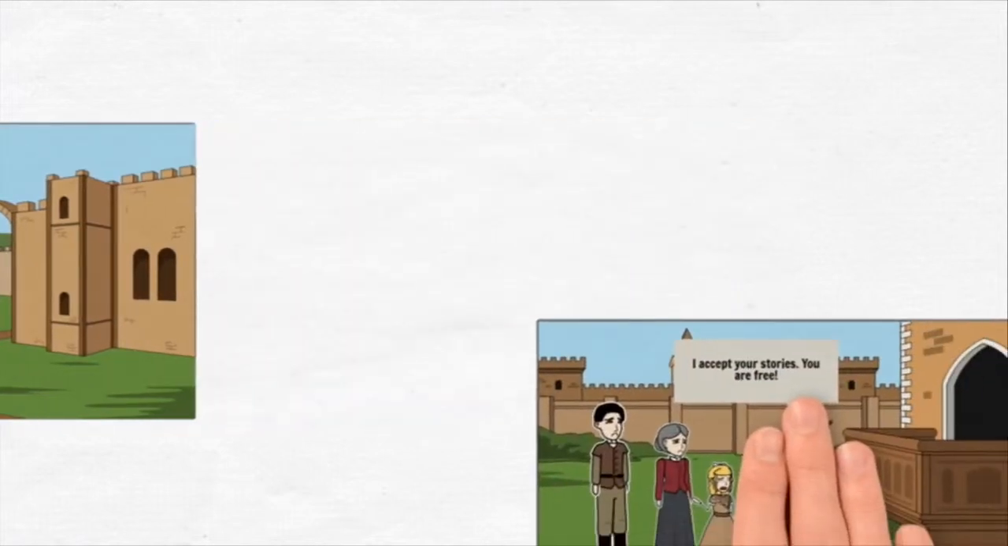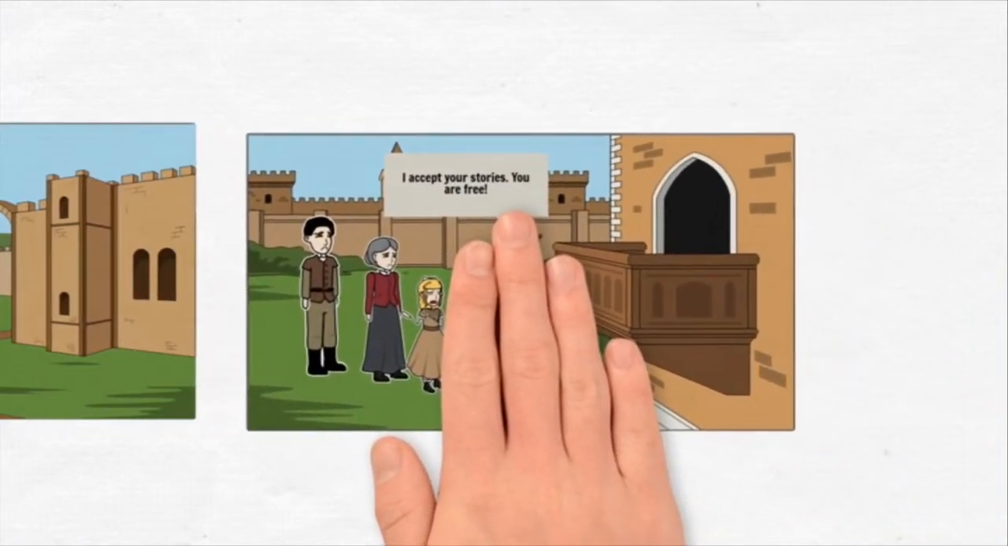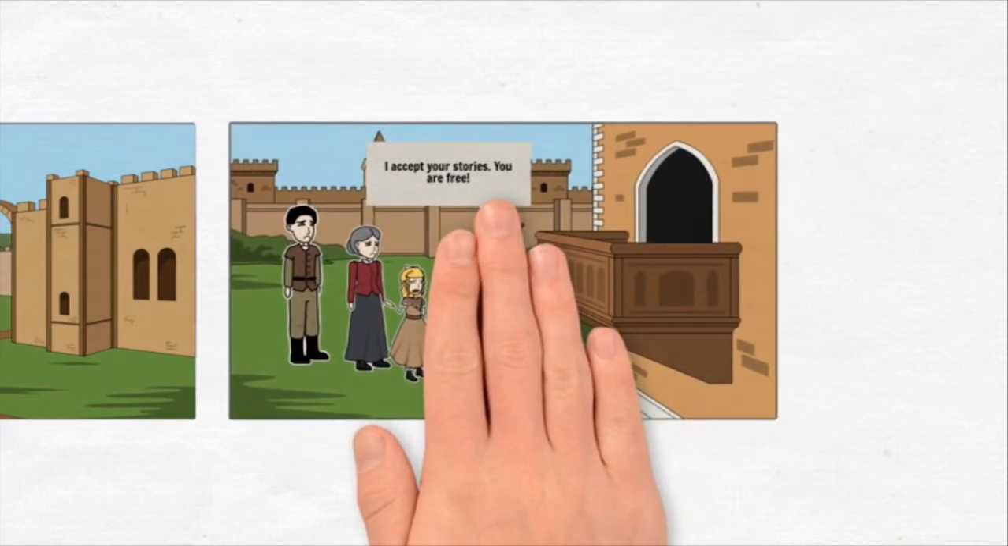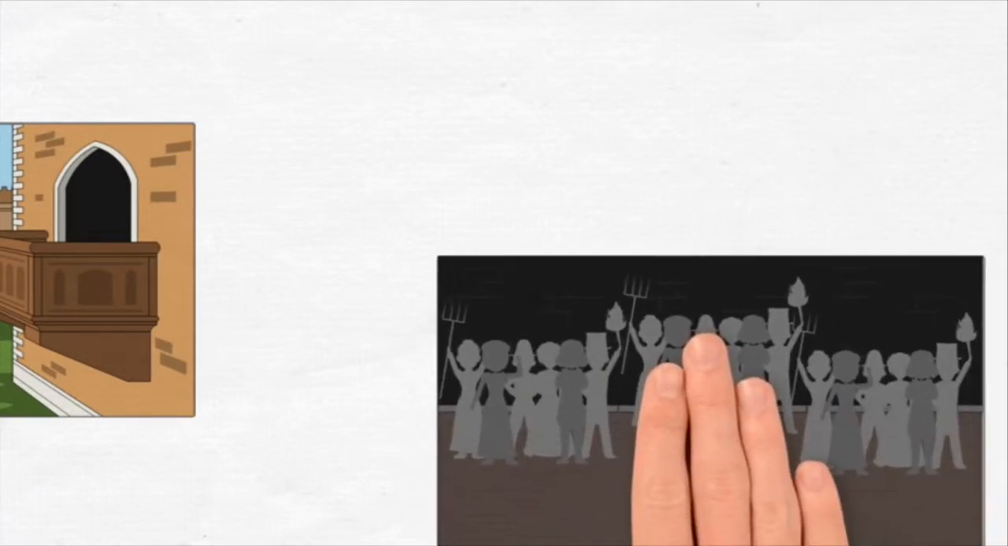Tom challenges her to conjure up a storm for him, but she cannot. Tom accepts their stories and gives them a full pardon. Tom is beginning to adjust to his new role, and he is doing so very admirably.